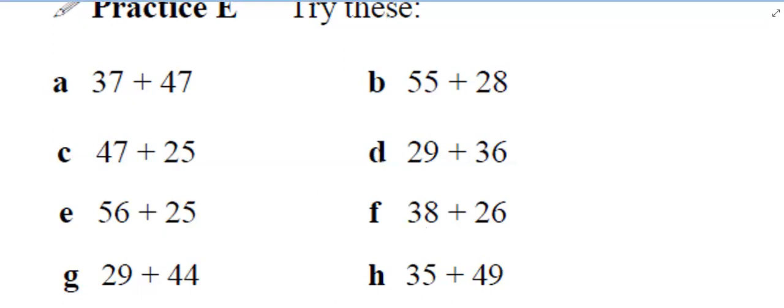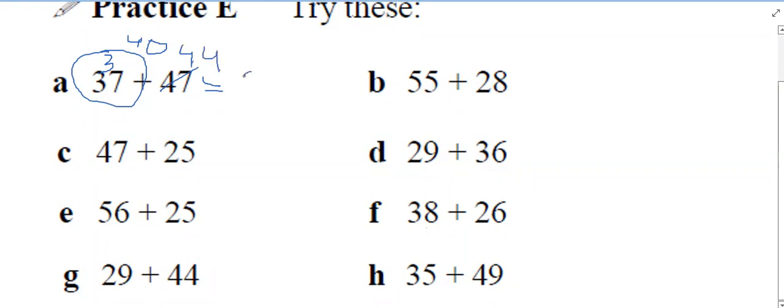37 plus 47. To complete 37, we will need 3. So we take 3 from 47. Then that becomes 40, and this is left as 44. So 40 plus 44 is 84. Very good. Correct.